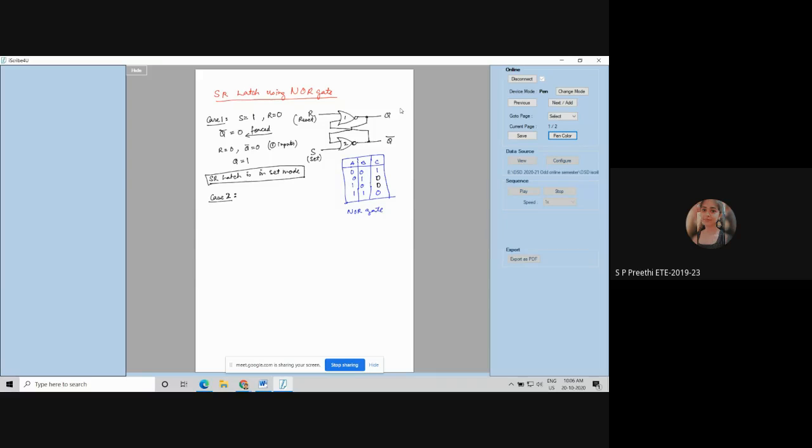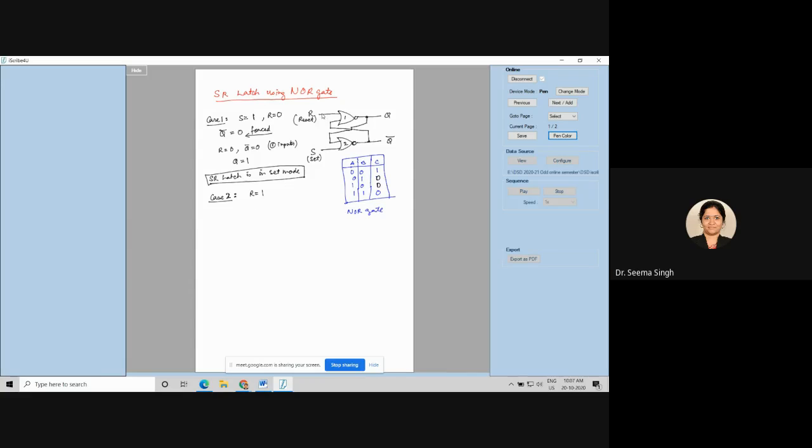Yes, ma'am. Next case says when I am trying to reset the flip-flop. Same story will repeat for the first NOR gate now. All the story, whatever happened for second NOR gate, the same story will repeat for first NOR gate. Now let us see what happens.